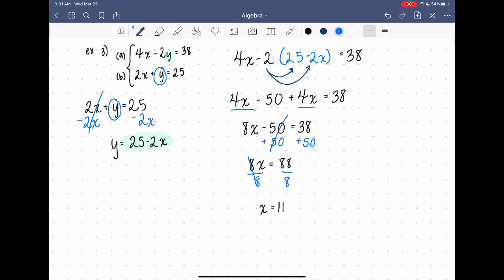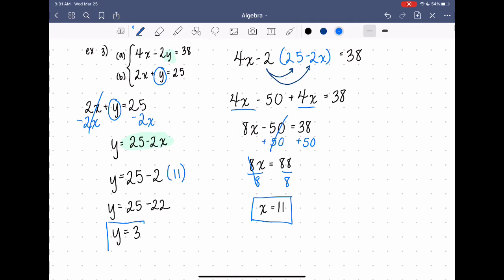So now I know my x, but I'm not done. I have to plug that in to solve for y, and I'm going to plug it in right here. So y equals 25 minus 2 times 11, because that's my value for x. So y equals 25 minus 22, or y equals 3. Now I know my x and my y, which means I have an ordered pair, which would be 11, 3. And there we go.